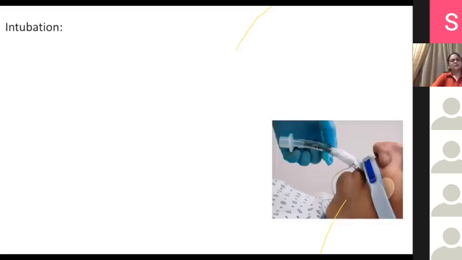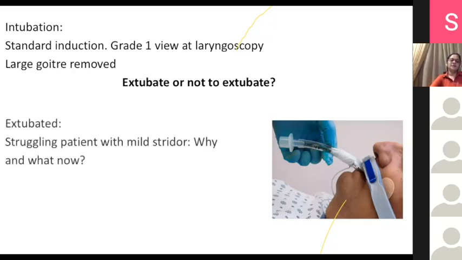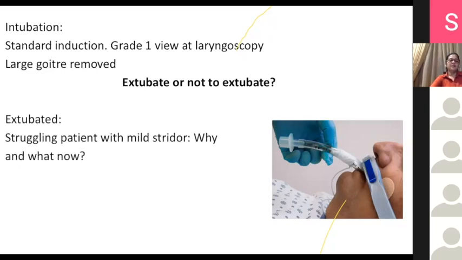Intubation. It was a standard induction, grade 1 laryngoscopy, and a large goiter was removed. The question I'd like to pose to you is, would you extubate or do you not extubate? Think a moment and what you would do. Well, it's all gone very smoothly despite it being a large thyroid. So the team decides to extubate. And this is what happens next.